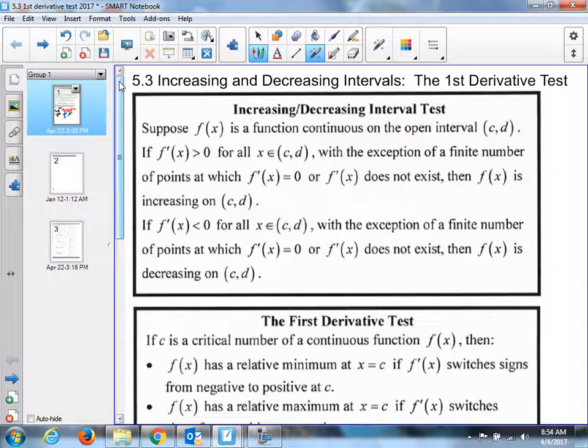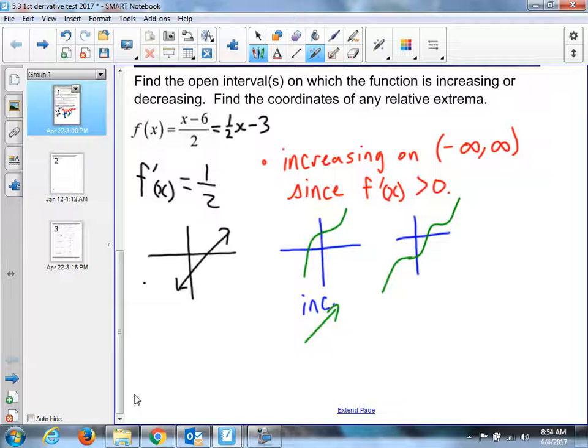This is why I want to point this out. With the exception of a finite, and that means a countable, number of points where the derivative is 0. As long as it's greater than 0, and you can have the exception of a few points where it does level up, but it continues increasing, then it's fine. Does that make sense? Okay. It's so long as this is still increasing.